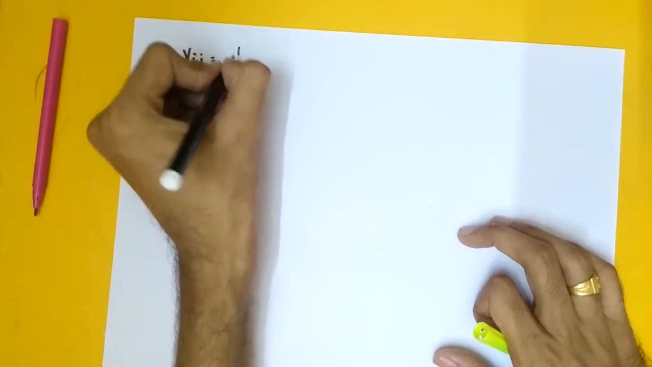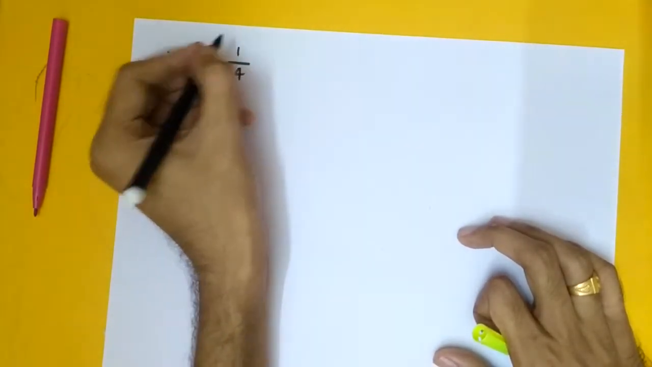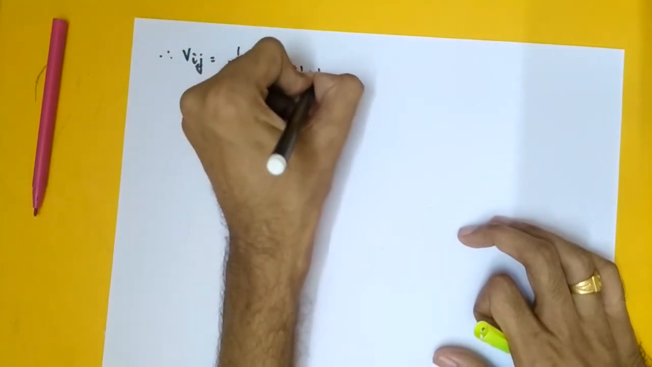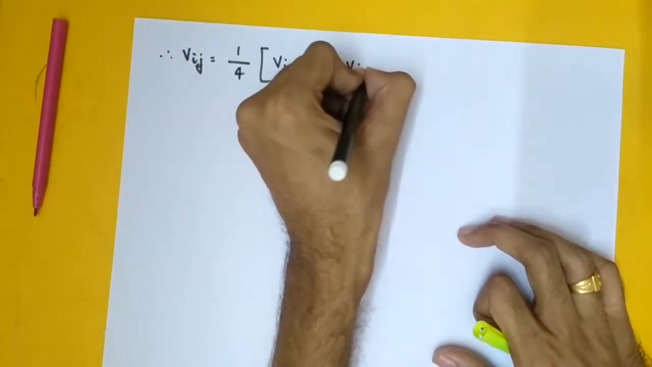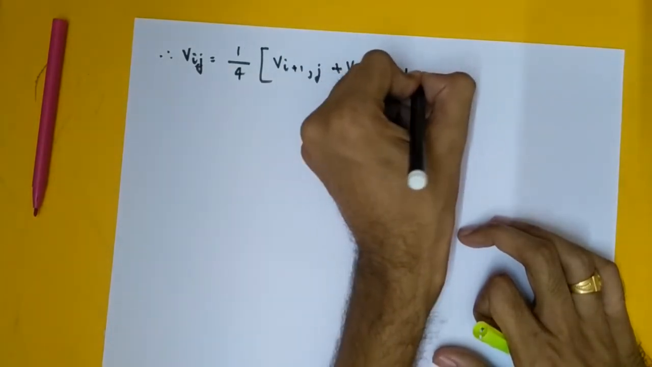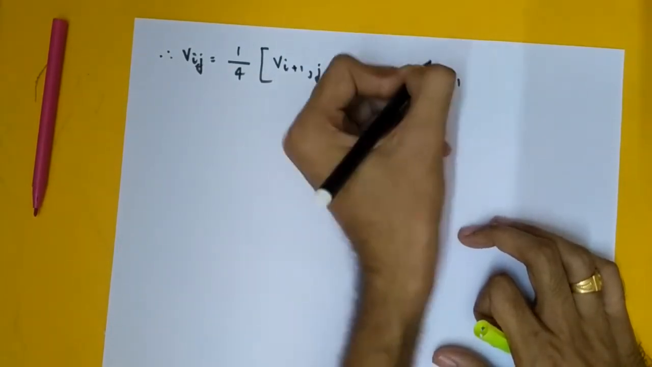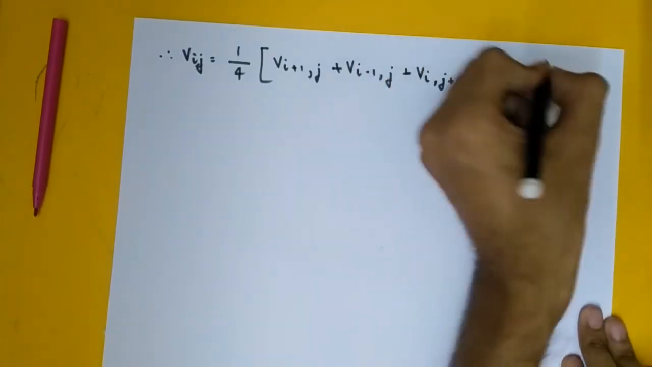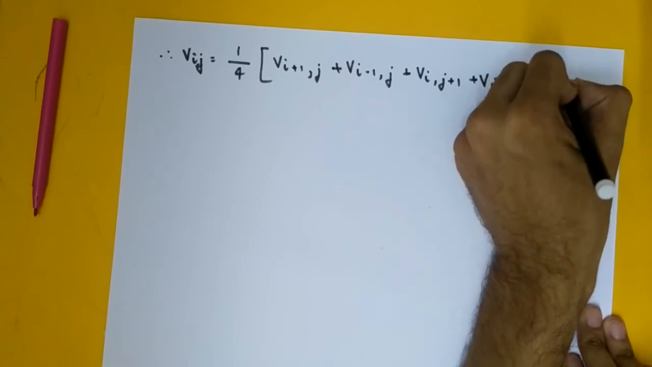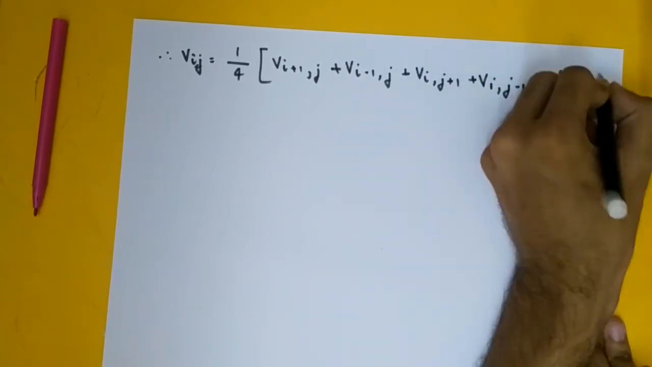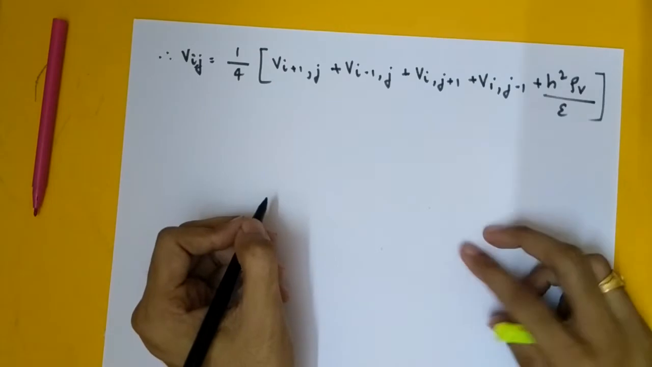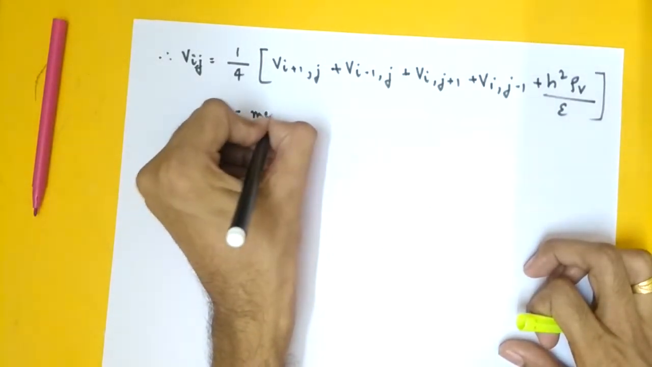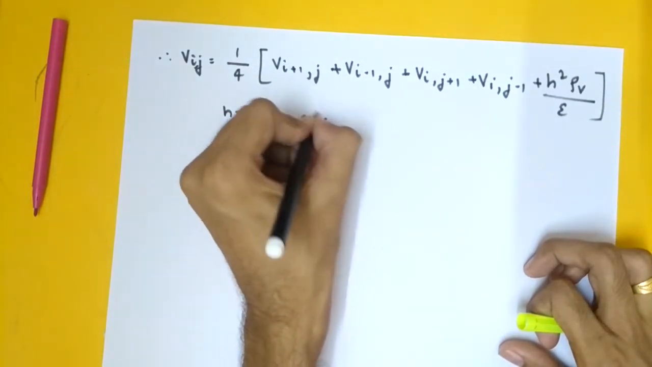So v i j, if you solve, it comes out to be 1 by 4 times all the potentials. So v i plus 1 comma j plus v i minus 1 comma j plus v i comma j plus 1 plus v i comma j minus 1, plus h square rho v by epsilon. Okay, so this is our expression. Here h is called the mesh size.